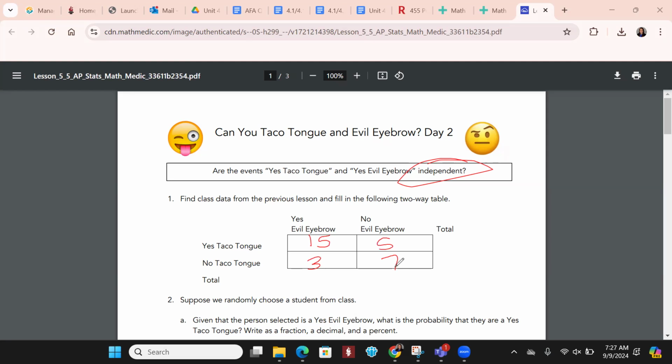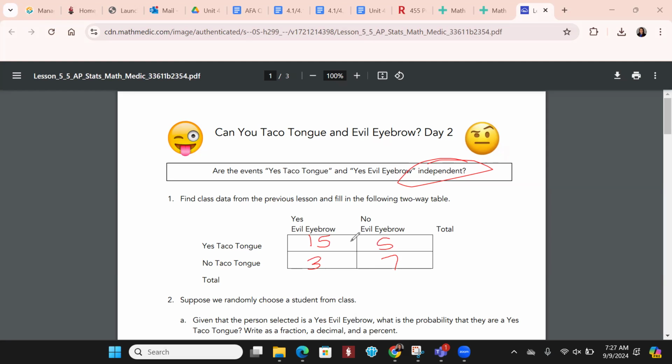If you weren't here last time, evil eyebrow is where you have one eyebrow that goes up and then one that doesn't. And taco tongue is where you stick your tongue out and fold it in half and it looks like a taco. If you can't do either one of those, you need to practice.